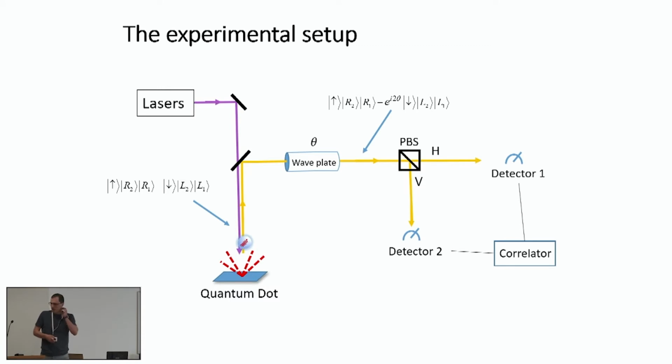So this is the experimental system, quite simple. We have the quantum dot. We have a bunch of lasers that provide us with a pulse sequence. We have a wave plate where we can vary theta from 0 to 2 pi. We have a polarizing beam splitter. We have 2 detectors and some time tagging device, a correlator, with which we can measure coincidence rates of several photons. So first we apply a pulse, a photon is emitted, transmitted through the waveplate, and randomly chooses between the H and the V arm.